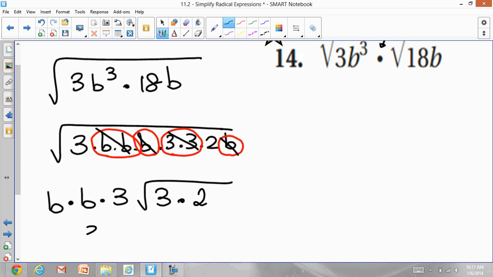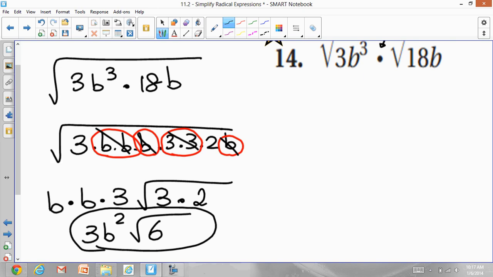So this becomes 3. b times b is b squared. Open parenthesis, open square root. 3 times 2 is going to be 6. And this is the simplest expression.